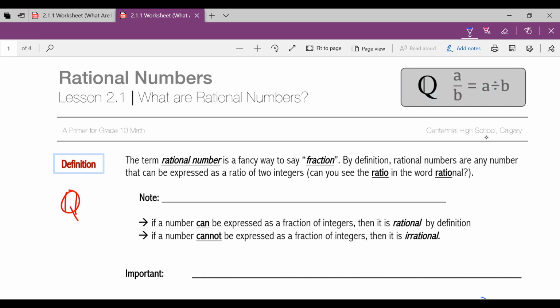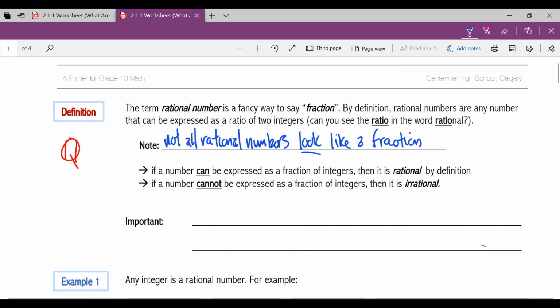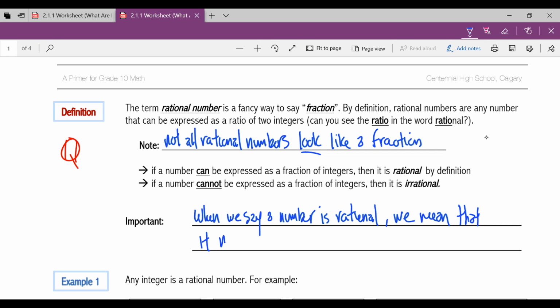So here's an important distinction. Not all rational numbers look like a fraction. In other words, decimal numbers can absolutely be rational, but on the other hand, there are some versions of decimal numbers that are irrational. If a number can be expressed as a fraction of integers, then by definition it's rational. And if a number cannot be expressed as a fraction, that is, if you can't find some way to transform a decimal into a fraction, then by definition it is irrational, the opposite of rational. So to put it another way, when we say a number is rational, we mean that it may be put into a fraction, not that it is.